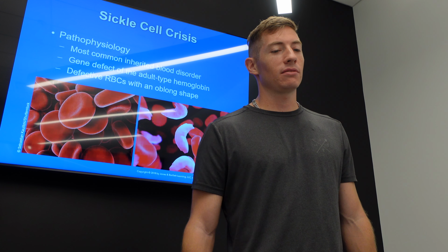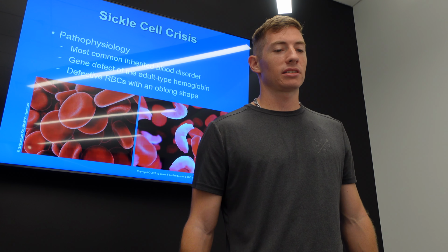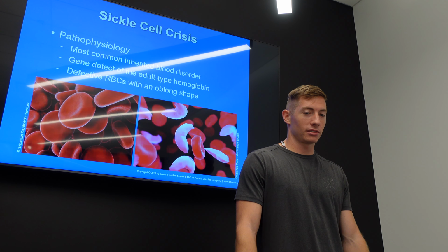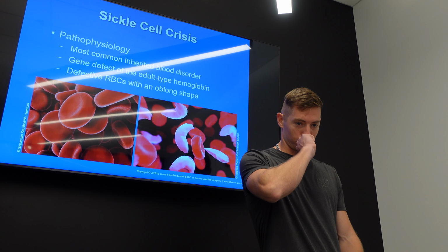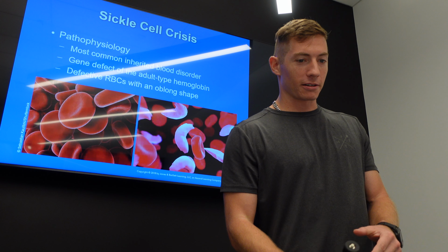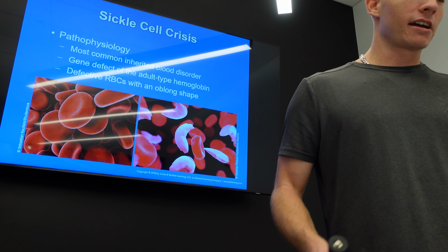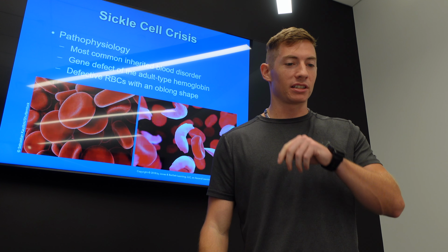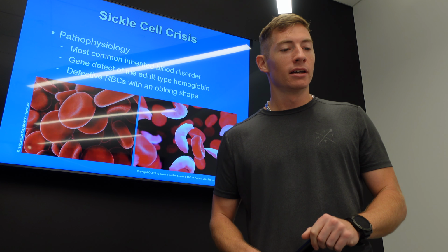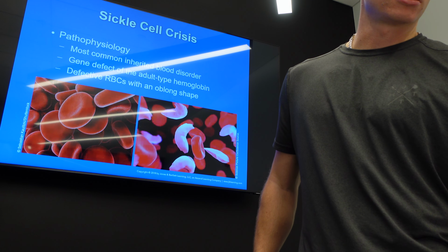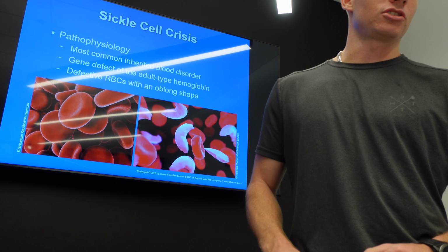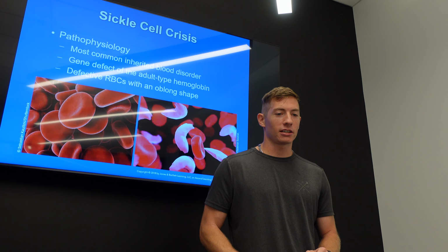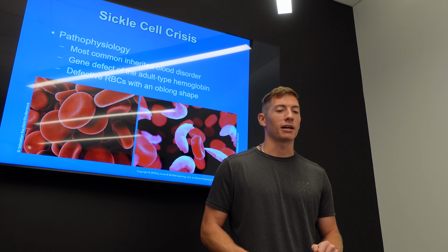It begins with a gene defect in the adult type hemoglobin. It can be inherited from both parents, HbSS, or from one parent, HbS. When inherited from both parents, there is a high probability the offspring will have the disease and carry the mutation. Defective red blood cells have an oblong shape instead of a smooth round shape. The shape makes the RBC a poor oxygen carrier, increasing the risk of hypoxia.